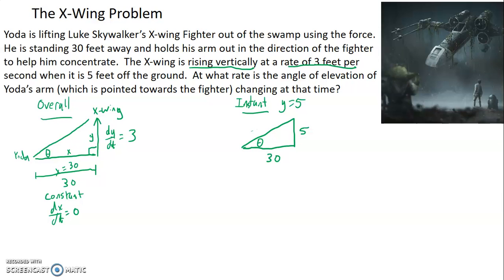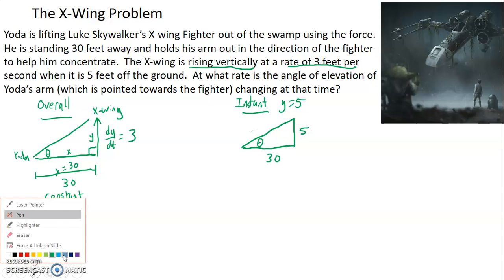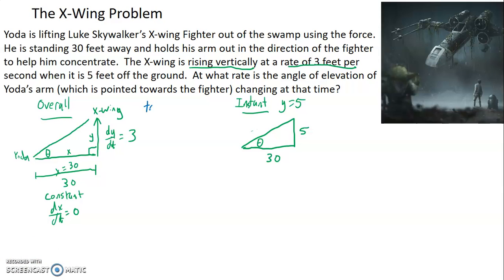So we're given information about the opposite side and the adjacent side. The formula that I want to use that has an opposite and adjacent in it is going to be tangent. Tangent of theta is opposite over adjacent. So in this problem, tangent of theta is y over x.